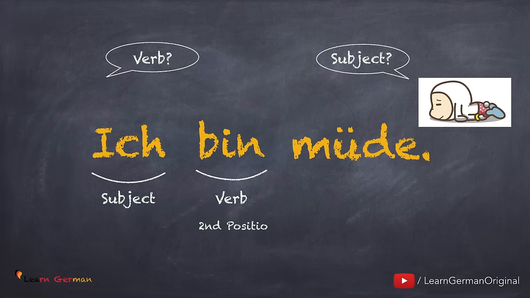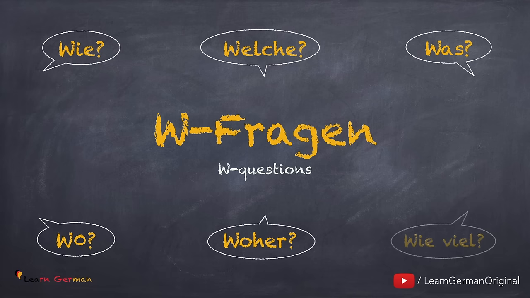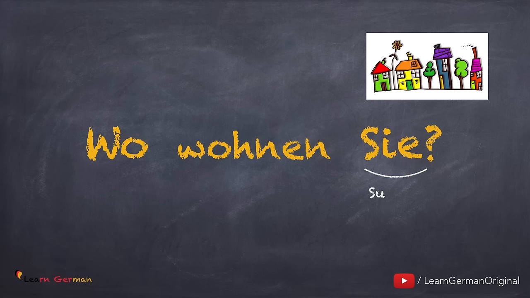Now let's move on to the different types of questions. W-Fragen. We have already learned these before. Questions that start with wie, welche, was, wo, woher, wie viel, and many more are W-Fragen. Let's analyze a W-Frage. Wo wohnen Sie? In this case, Sie is the subject, whereas wohnen is the verb.